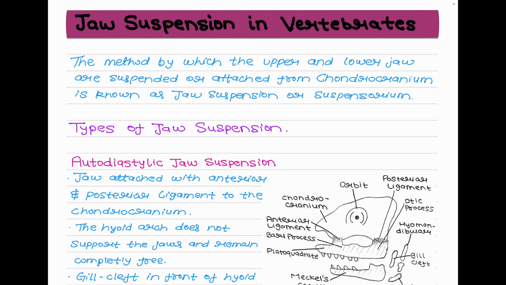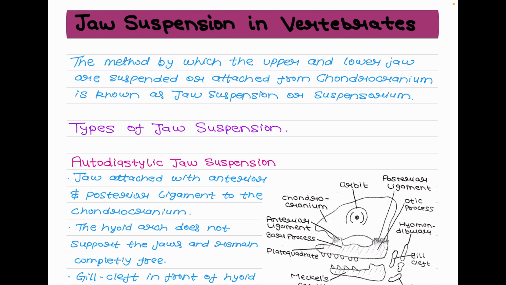Before understanding the types of jaw suspension, let's quickly go over the main anatomical parts involved in the jaw suspension. Chondrocranium, the cartilaginous part of the skull in the early vertebrates. It provides the base for the jaw attachment. Quadrate, the cartilaginous or the bony structure forming the upper jaw in primitive vertebrates. Meckel's cartilage, a cartilaginous bar that forms the core of the lower jaw in the early development.